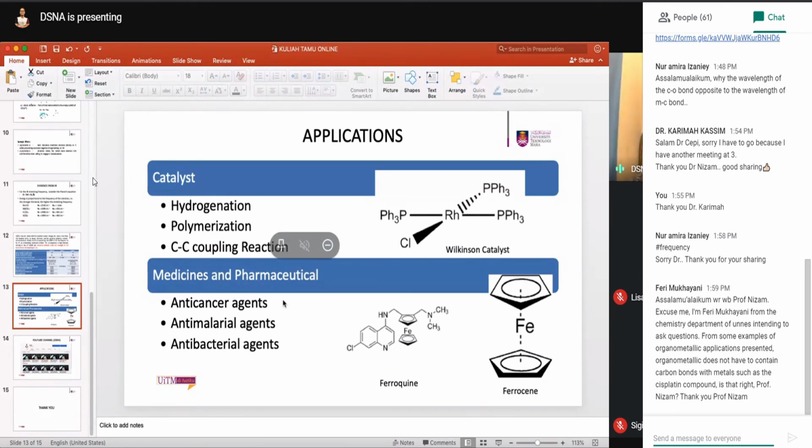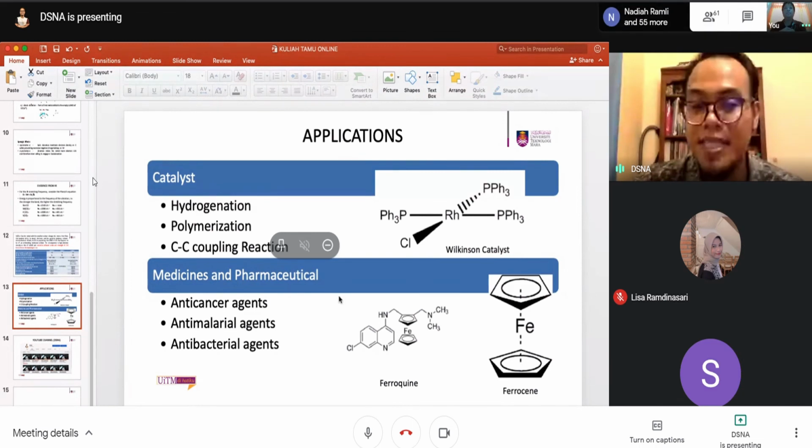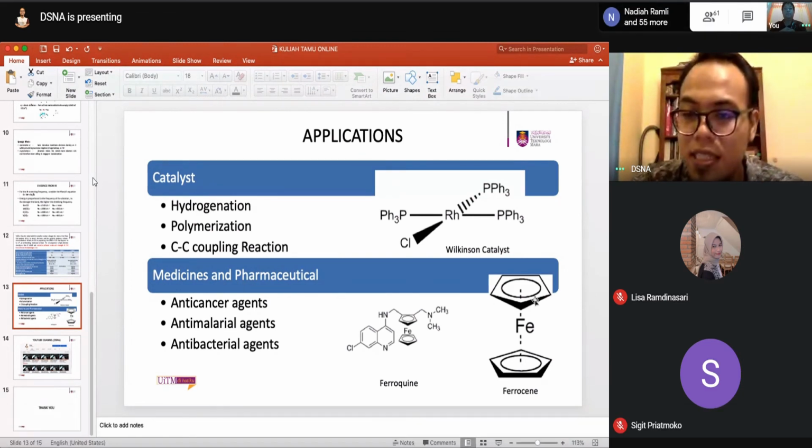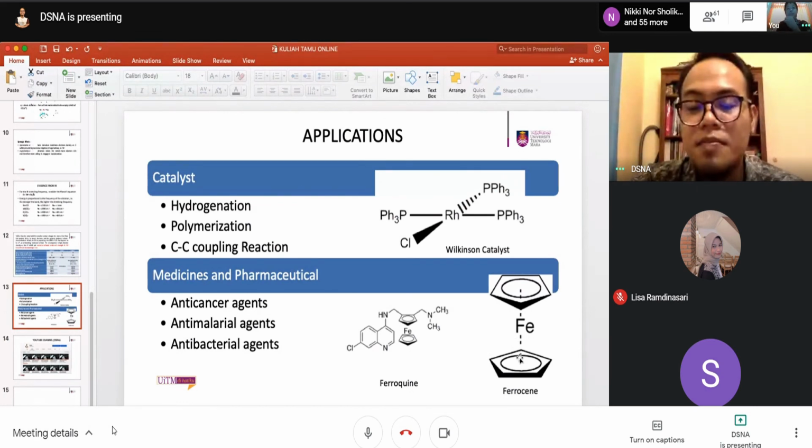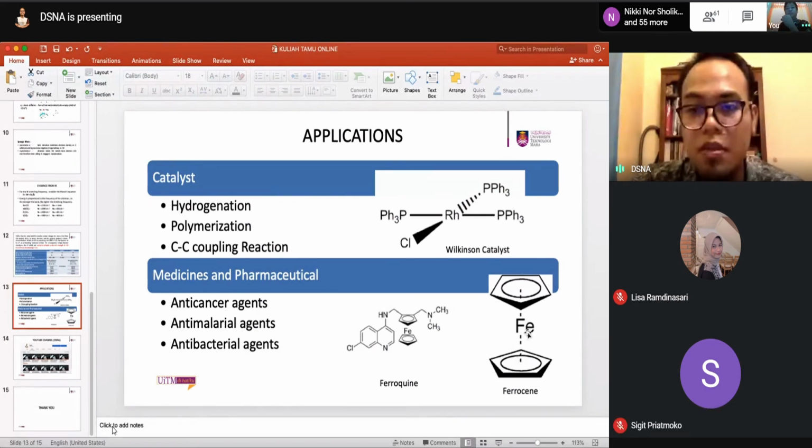But for medicinal and pharmaceutical application, I did mention ferrocene. So this ferrocene definitely has a direct metal to carbon bond. You can see this metal is directly bonded to your carbon. This metal also has a direct bond to this metal. So yes, it does have a metal to carbon bond for ferrocene.